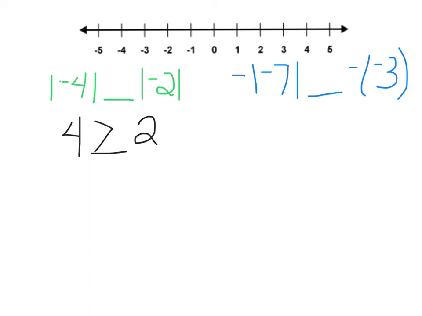Over here, we could rewrite that then as our absolute values. The absolute value of negative 4 is greater than the absolute value of negative 2.